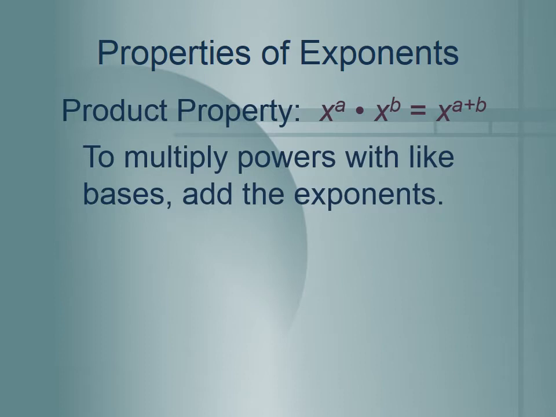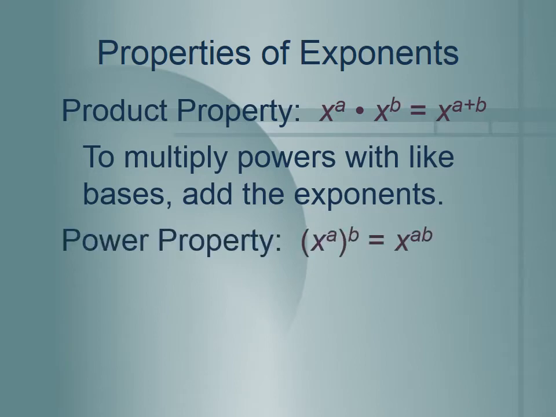So what that means to us is that to multiply powers with like bases, so again, the base is the big number, so the x and the x, if those are like bases, all you have to do is add the exponents, which are the little numbers. So we'll add a and b.